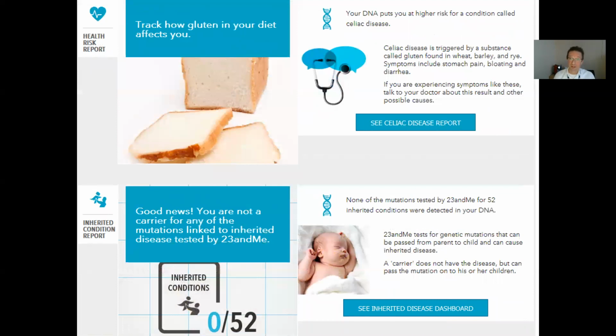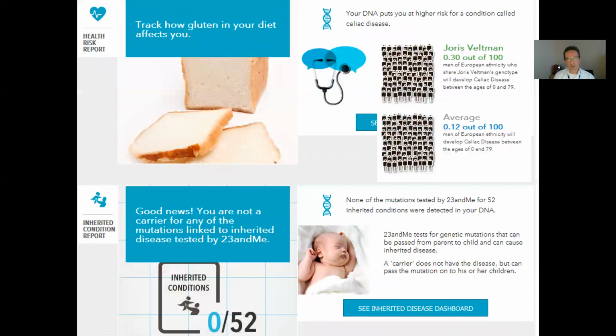In addition, the profile says that I am at a higher risk for a condition called celiac disease. Interestingly, if you look at what that higher risk means, it actually means that instead of having a risk of 0.1 out of 100, I'm at a risk of 0.3 out of 100. So it means it's a very small risk. And it also says that I'm not a carrier of any of the inherited disease variants tested by 23andMe, but actually there's very few tested.